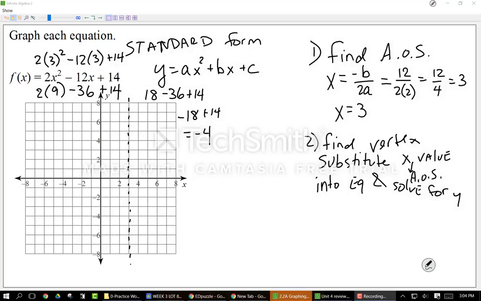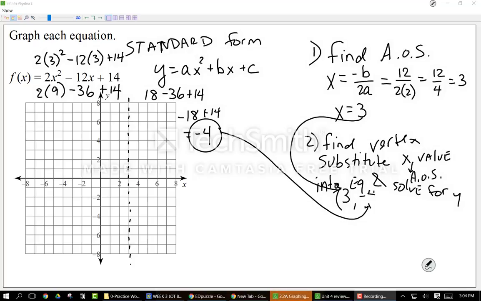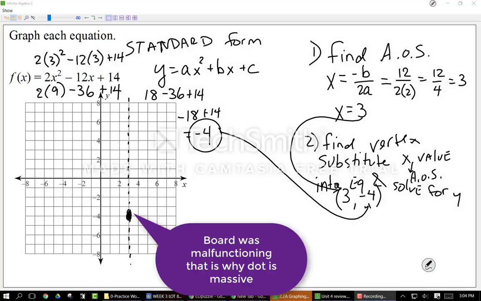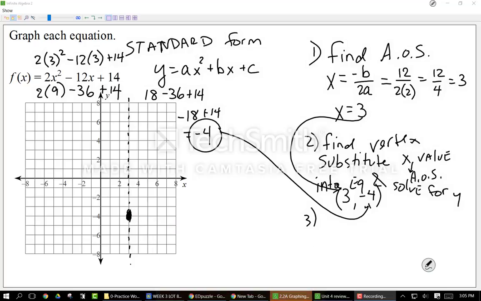So the vertex is the x coordinate, the axis of symmetry, comma, the number that I found when I plugged it in. That is my vertex, 3, negative 4. So on the axis of symmetry, your vertex is down here at 3, negative 4. The third step is the same as vertex form. We're going to plug numbers to the left or to the right of the axis of symmetry into x in the equation, find out what the y value is, plot them, and then we'll get our points.